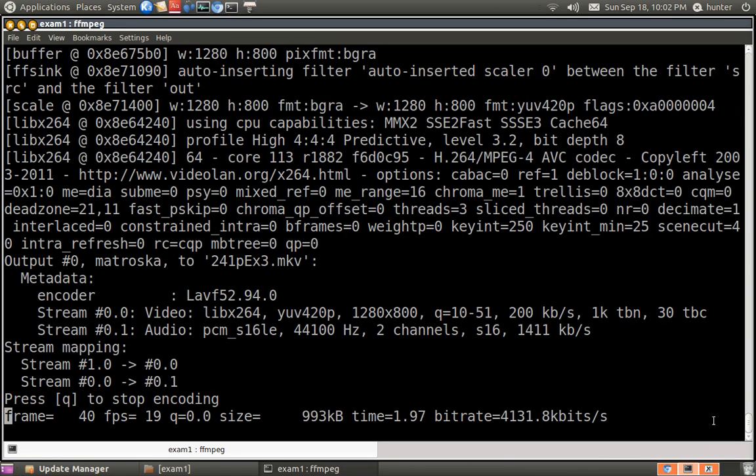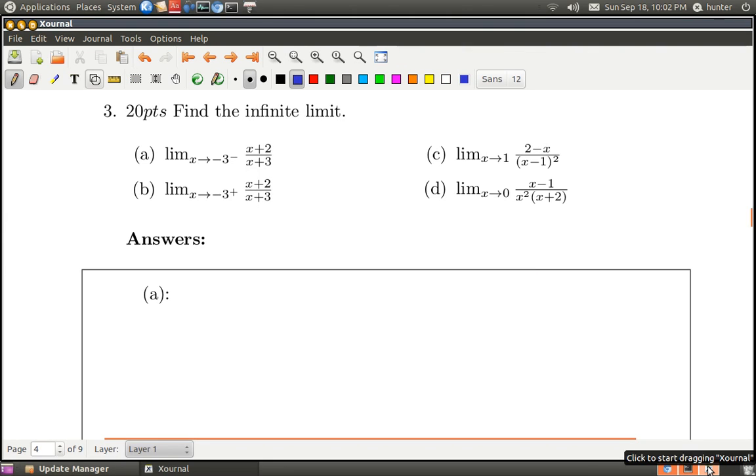Okay, let's take a look at number 3 on the practice exam. So it's just some limits. So none of them exist. The answer is plus or minus infinity for all of them. Okay, so let's just start working on them.